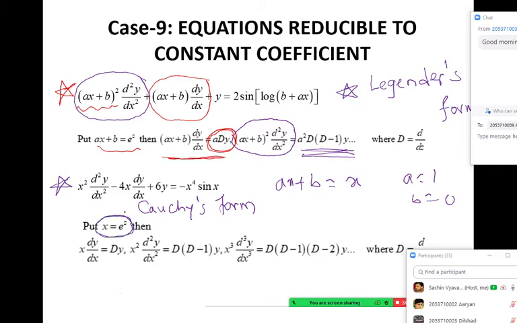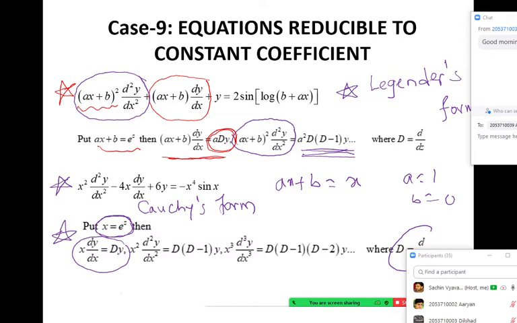When x is e raised to z, then x dy by dx is equal to Dy, where capital D is d by dz. x square d2y by dx square is D into D minus 1 y. x cube d cube y by dx cube is D into D minus 1 into D minus 2 y, and so on. Okay, so the important thing is this substitution. This substitution should click to you, and then you can easily solve these problems.